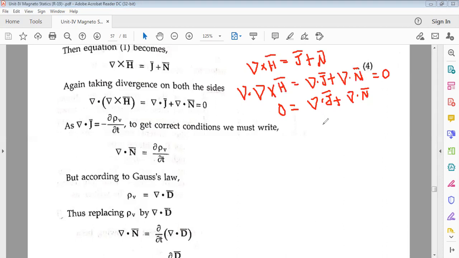What is del dot J bar equal to? According to the continuity equation, del dot J bar is equal to minus dou rho V by dou T.